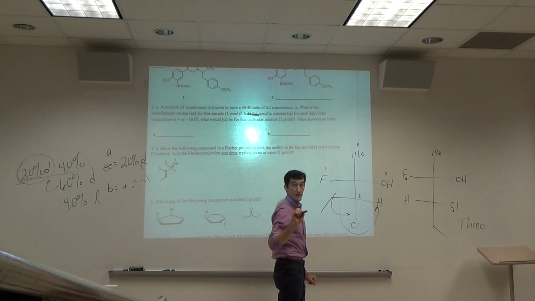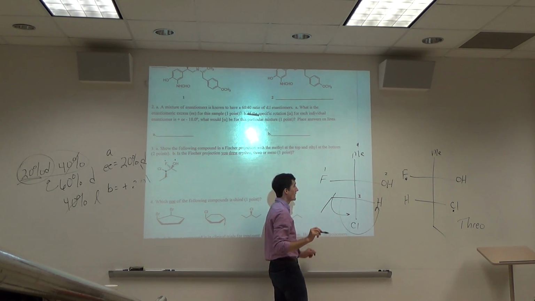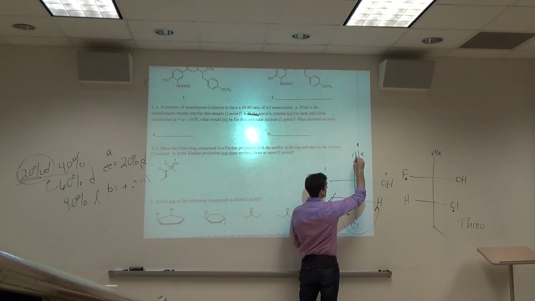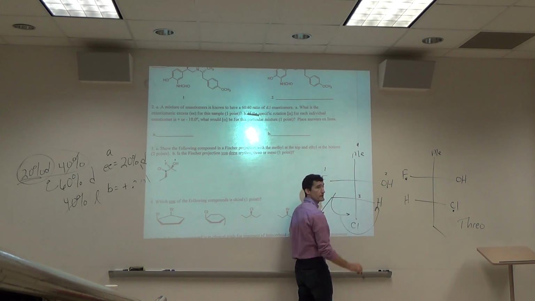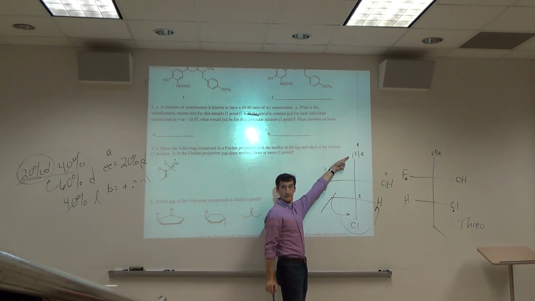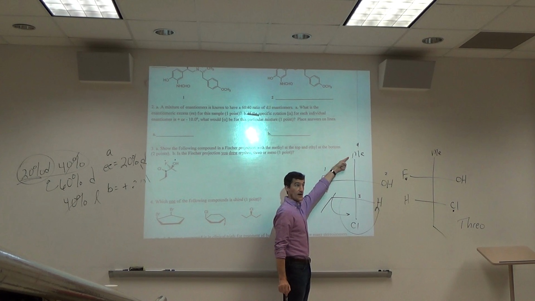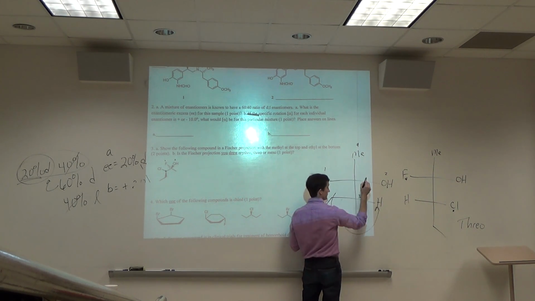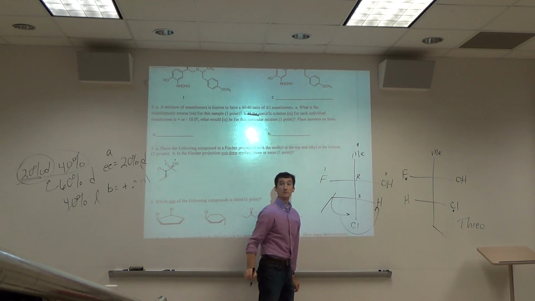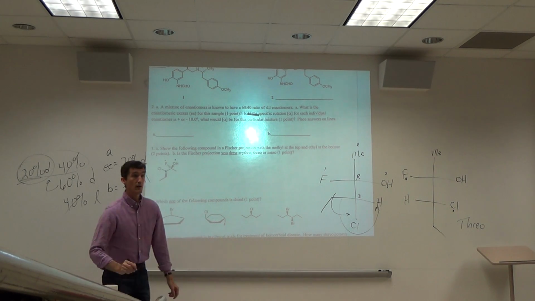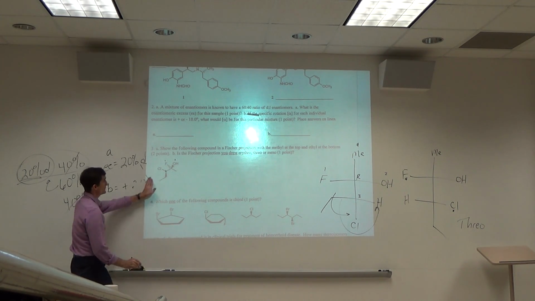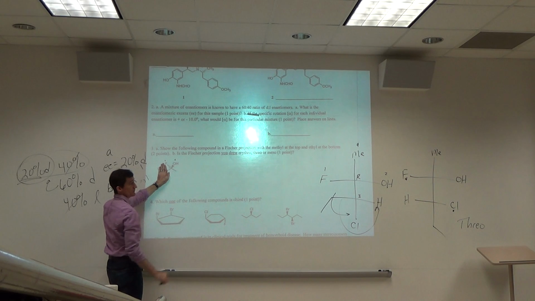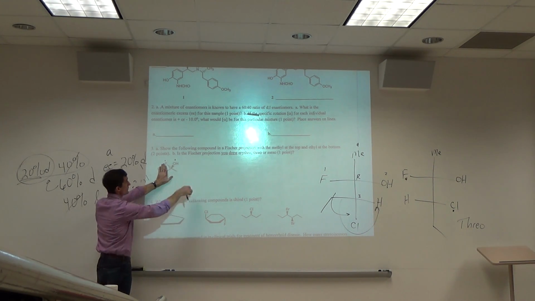Here the low priority group is actually a carbon. 1, 2, 3, clockwise. The low priority group is going back, so what is it? Still clockwise, R. See, it's much easier to do RS there. And if you want to just put one carbon in the Fischer, you just do just like you did the top carbon. You look at it with something going away.